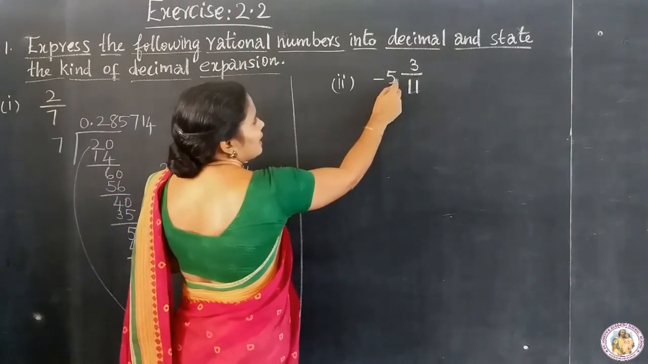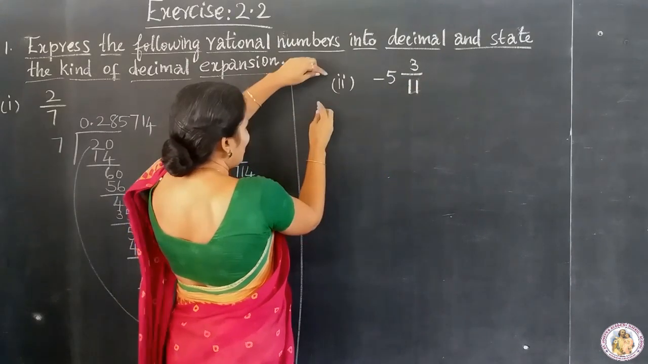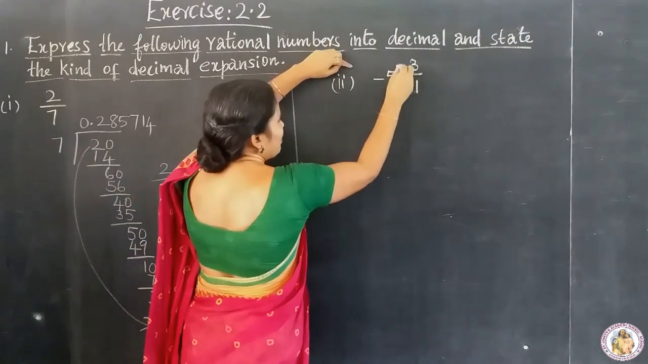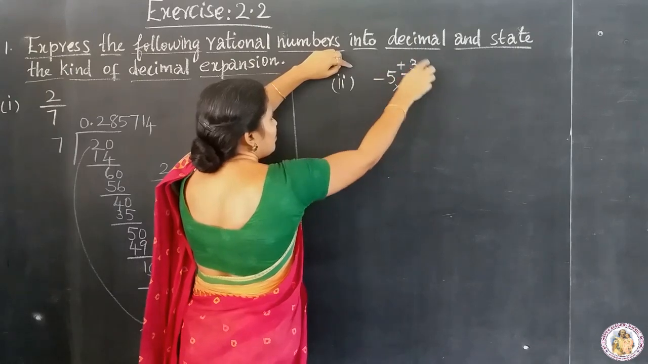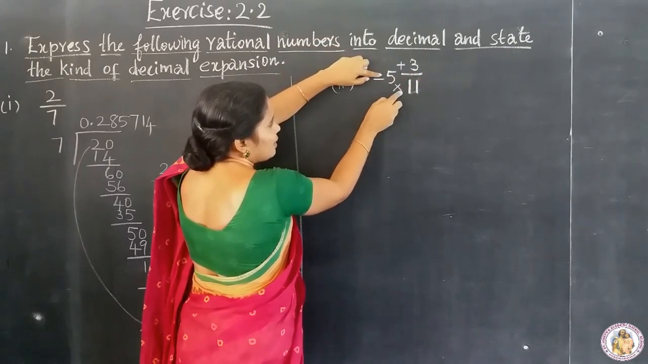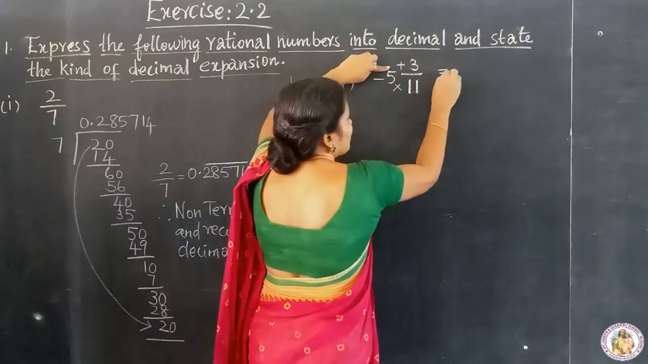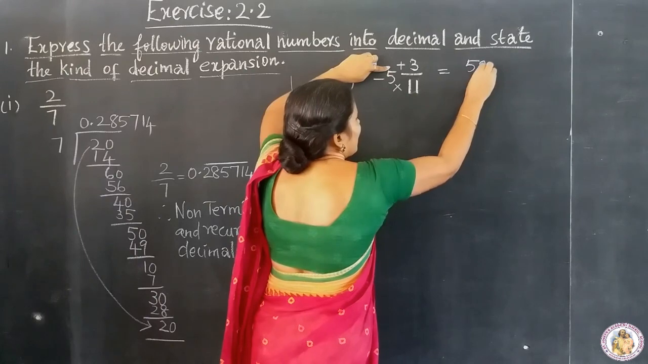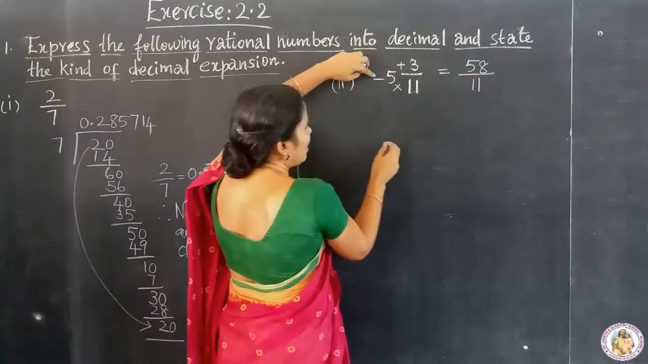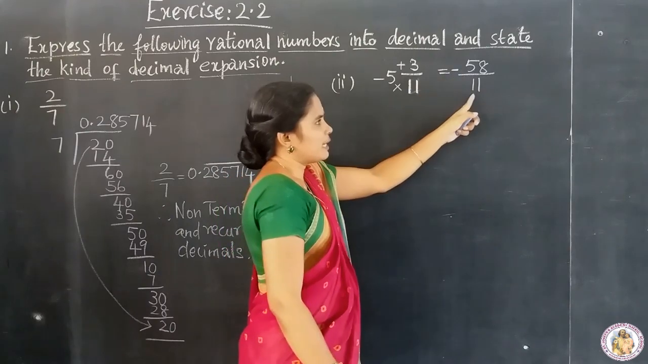So minus 5 3 by 11. Okay, so multiplication and plus, it's in a mixed form. So first convert. 11 5s are 55, 55 plus 3, 58. So 58 by 11. And don't forget to write this minus. So minus 58 by 11.